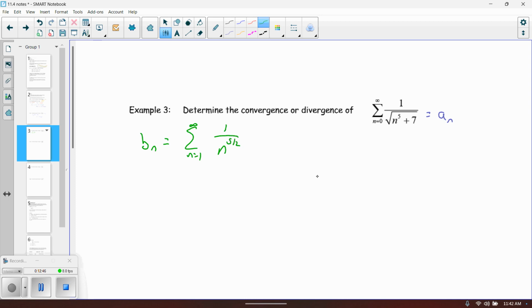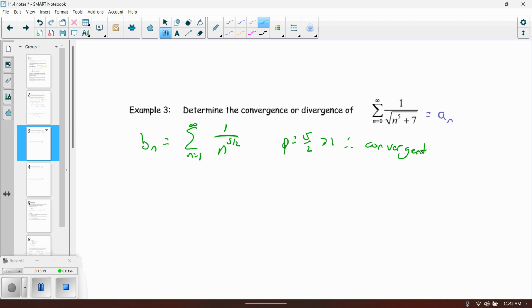Now we need to come up with a greater known series that is also convergent. Well, this 1 over n to the 5/2 is greater than our a sub n because of the plus 7 in the denominator of the a sub n, making it a smaller overall fraction. So we now have a b sub n, which is a p-series, where p is 5/2, which is greater than 1, and therefore convergent.